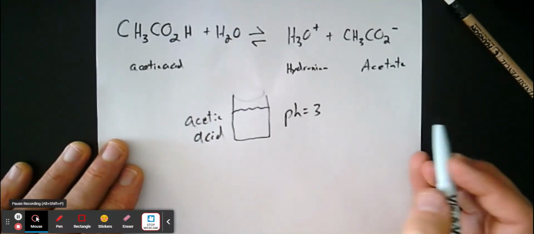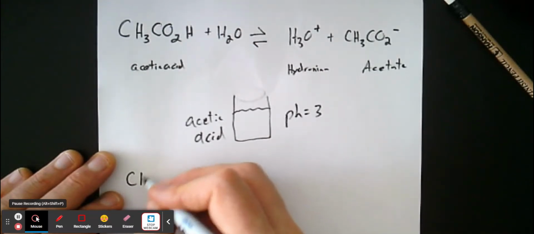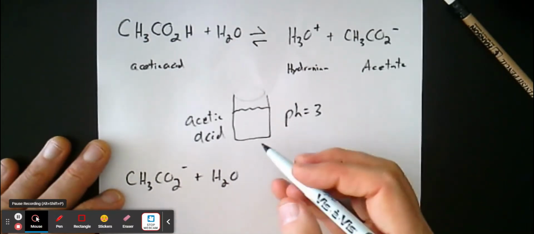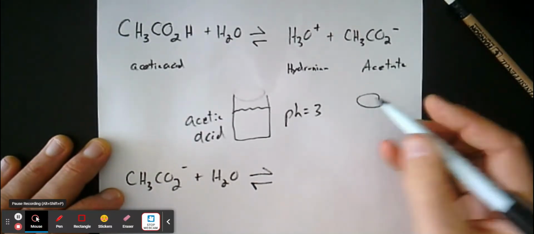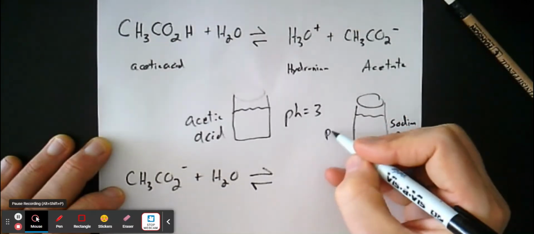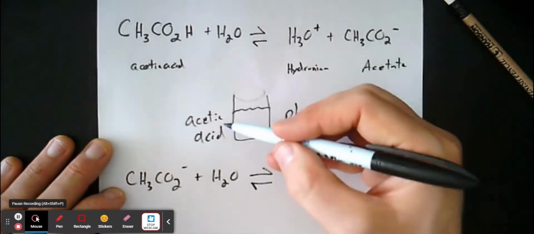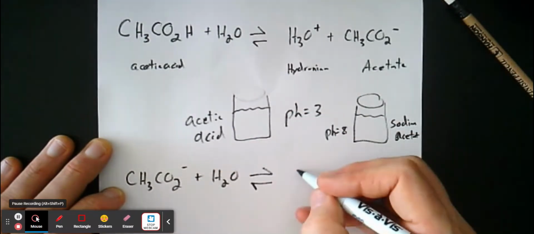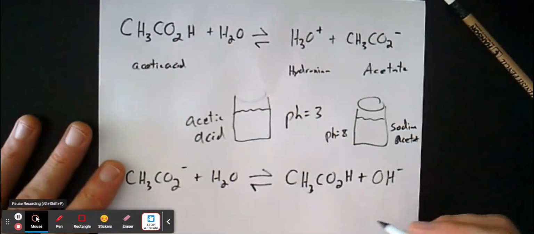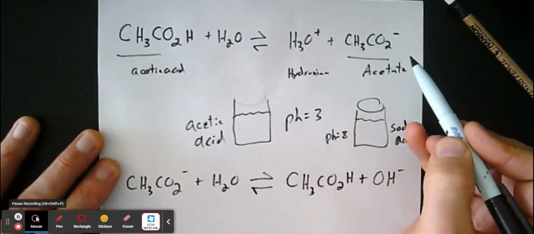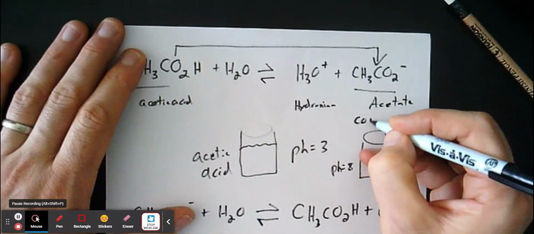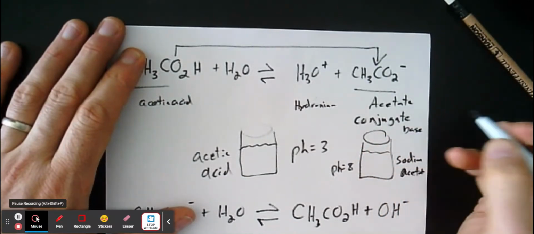Now, when I had the sodium acetate, the compound is sodium acetate, but we're going to leave sodium out because it's a spectator ion. What we found out is that its pH was around 8. So this was a base and this was an acid. This takes a proton to form this, and OH negative. So these two things are linked. This is my acid, and this is known as my conjugate base.